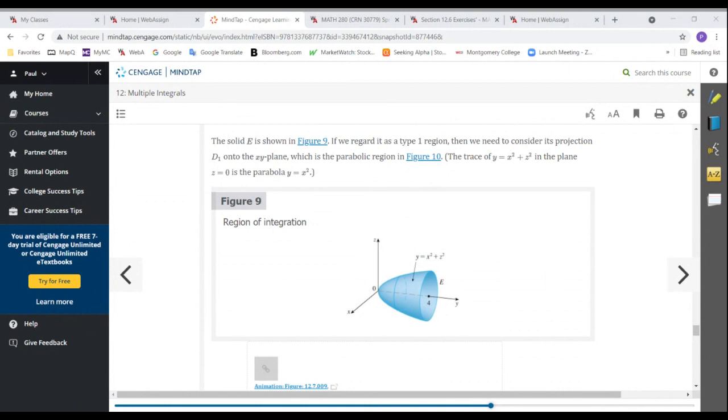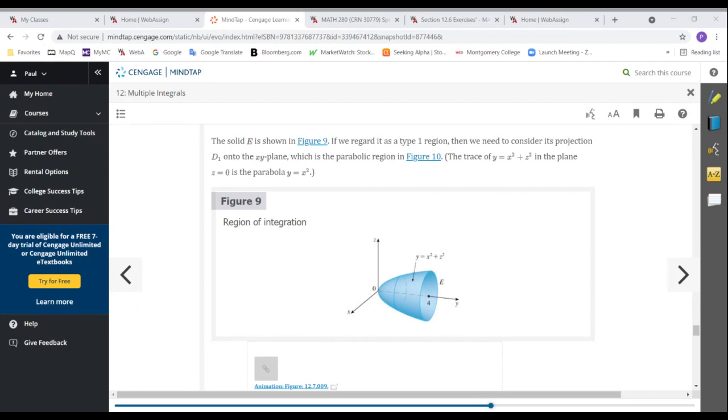Let me ask you this. Would the projection of that paraboloid, what shape would the projection of that paraboloid along the y-axis form if we projected it into a plane? Well, it has to be a two-dimensional region. It's going to be a circle. If you project that paraboloid into a plane, it's going to be a circle.